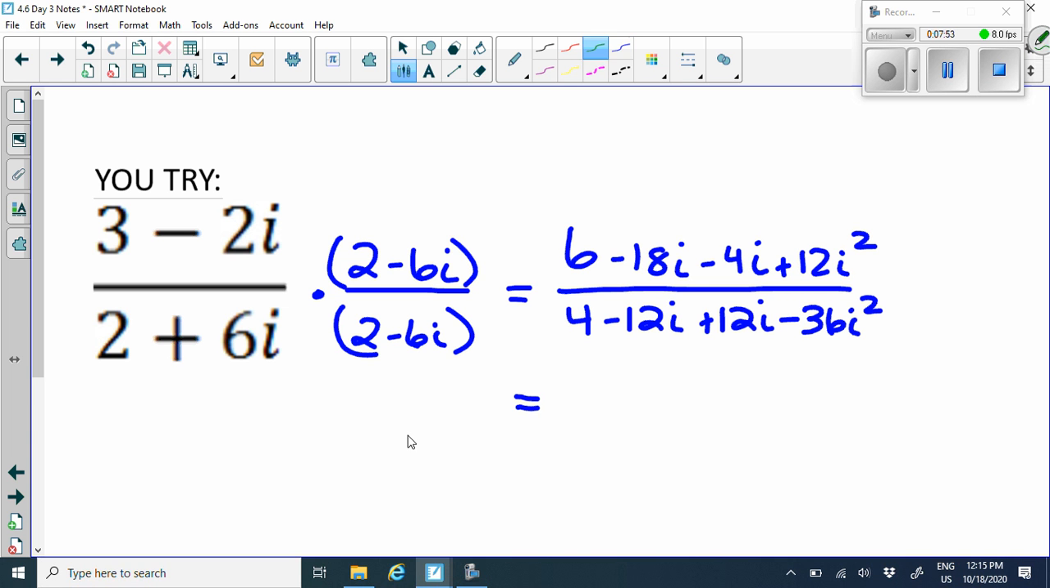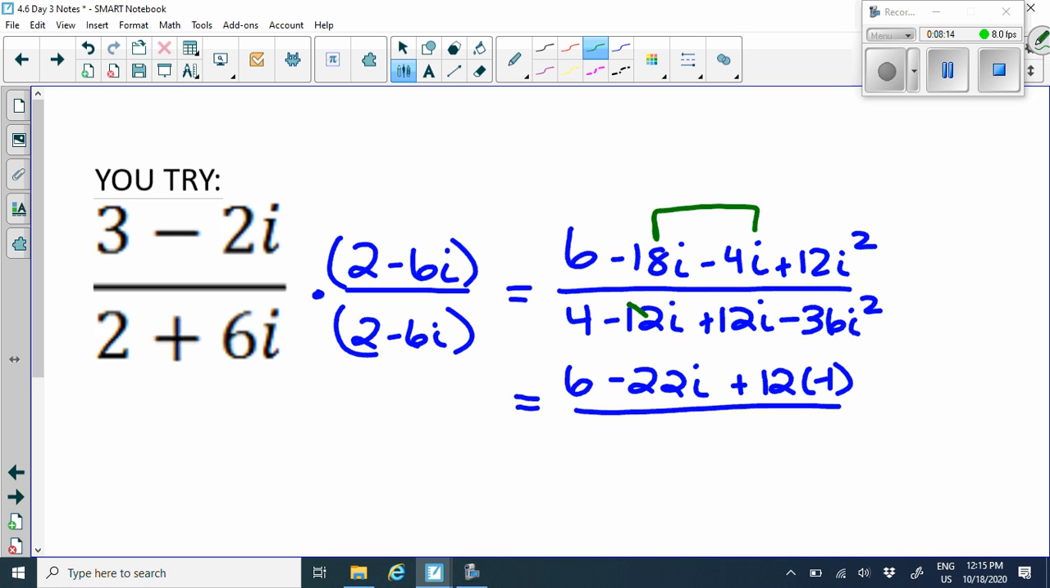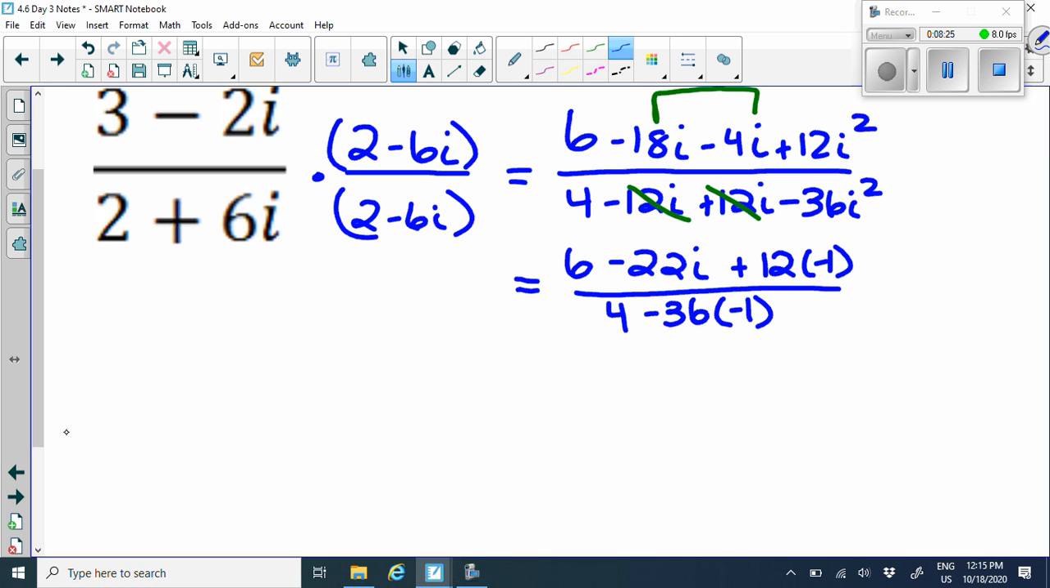Okay, let's combine like terms, eliminate things, and change any i squareds into negative 1s. Okay, on the top, I combine my negative 18 and my negative 4 to give me negative 22i. From there, I change my i squared on the 12 to a negative 1. On the bottom, the 12i's cancel because I have a positive and negative. So then I have 4 minus 36, and I change that i squared into a negative 1. Okay, so now I have 6 minus 22i minus 12, and then 4 plus 36.